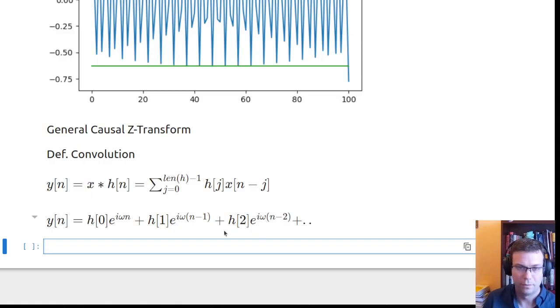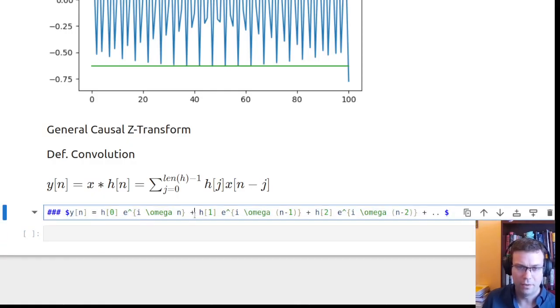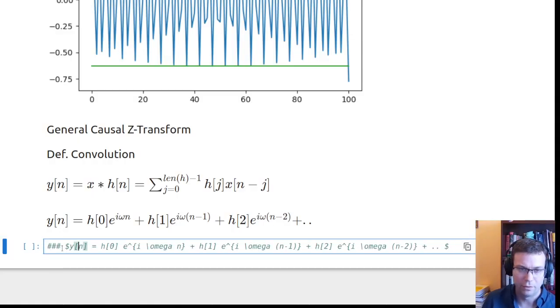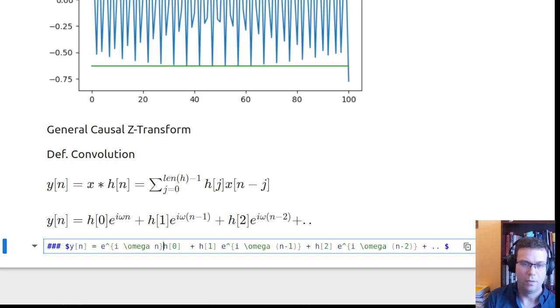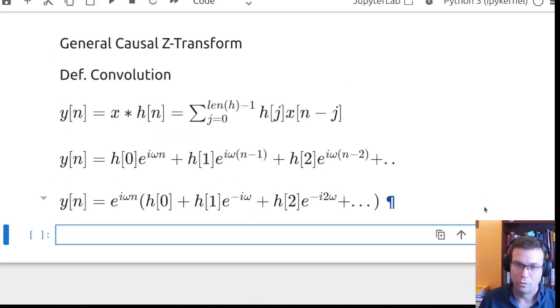So there's a pattern here. And if we do that thing where we factor out the common term of e to the I omega, I can write this. So if I factor out just the original phasor, I can write this as y of n is equal to the original phasor times h of 0 plus h of 1 e to the negative I omega plus h of 2 e to the negative I 2 omega, and so on and so forth.